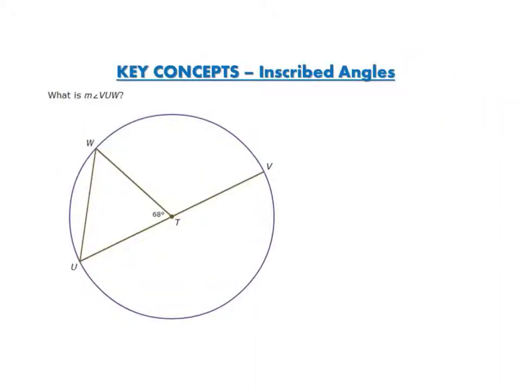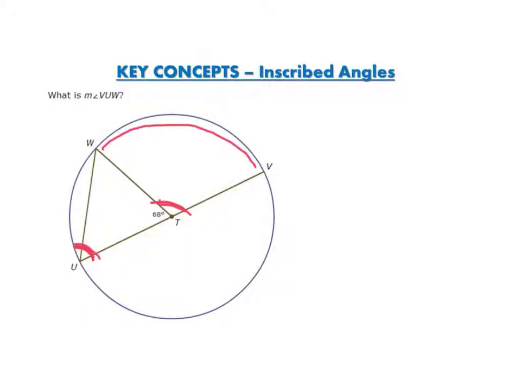The next kind of question you're going to see says, what is the measure of angle VUW? So this is my inscribed angle. They're looking for the measure of U. And here is my central angle. Here is my intercepted arc.